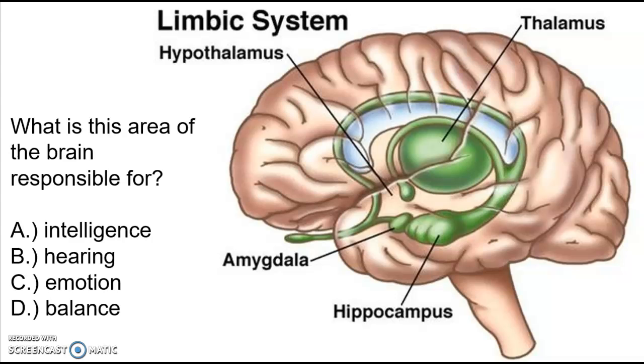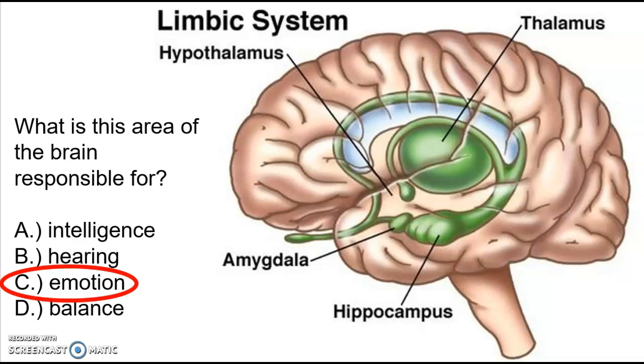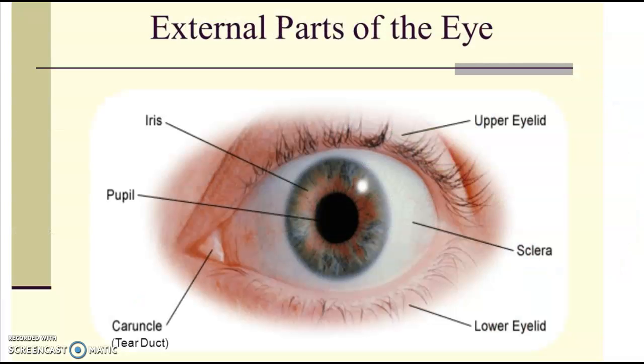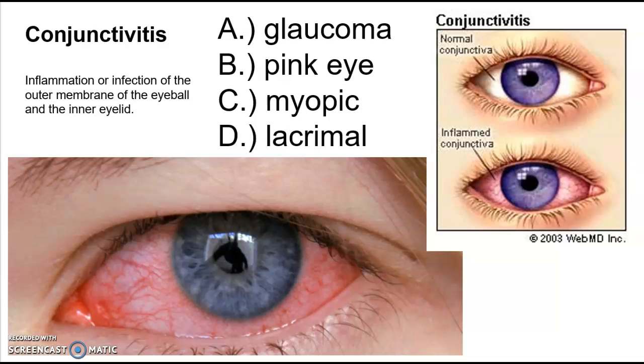This area of the brain is responsible for what? Deep inside the brain, this is where we get our emotions from, especially that amygdala. Moving on to parts of the eye, the whites of the eye, the sclera, the colored parts of the eye, the iris, and the pupil where light is allowed to enter. Conjunctivitis, an inflammation of the outer membrane of the eyeball, has a nickname. This medical condition is known as pink eye.